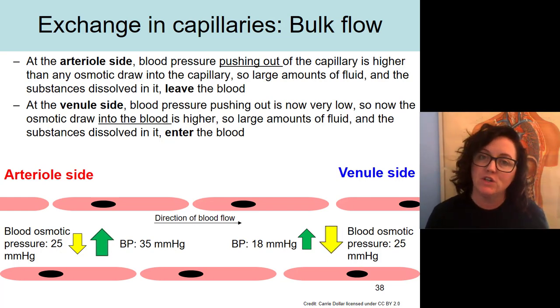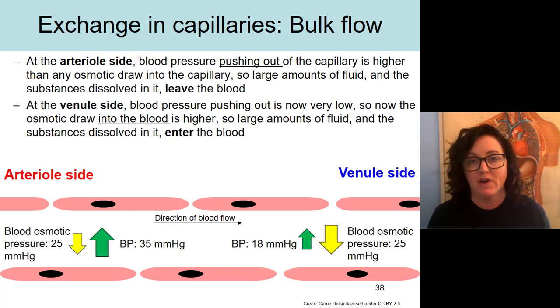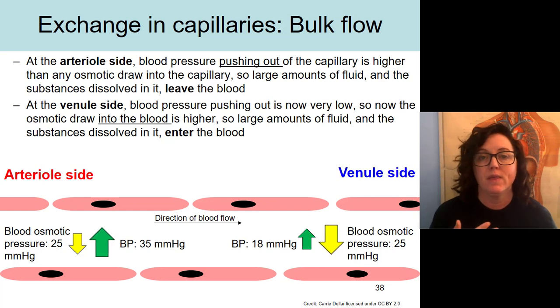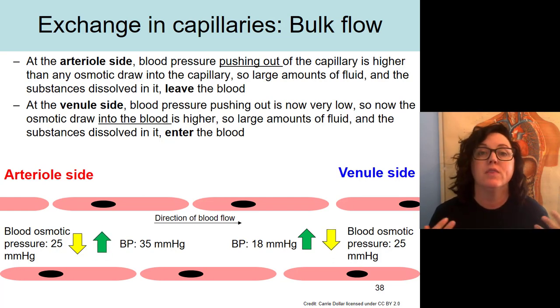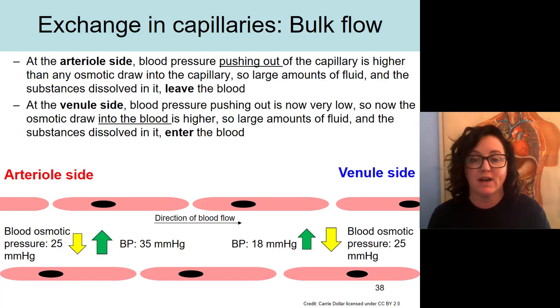So when we look on the arterial side of the capillary, we see that the blood pressure at 35 is much higher than the blood osmotic pressure at 25. Because the blood pressure is an out pressure, that's our winner. So this means that bulk flow occurs going out of the capillary on the arterial side. The opposite will occur on the venule side of the capillary.